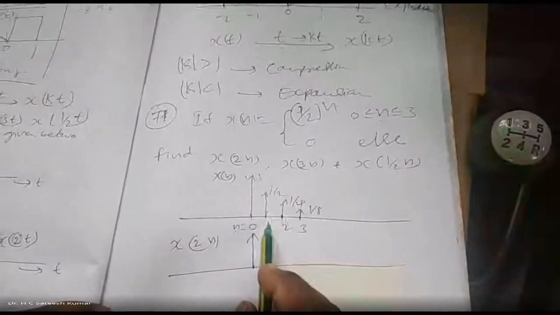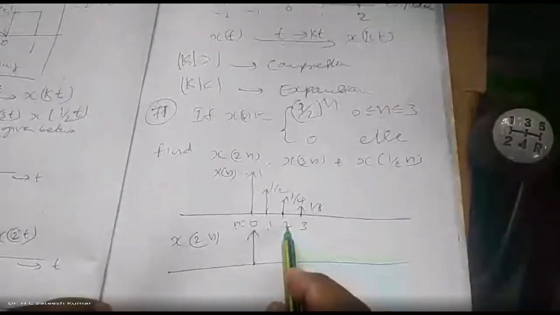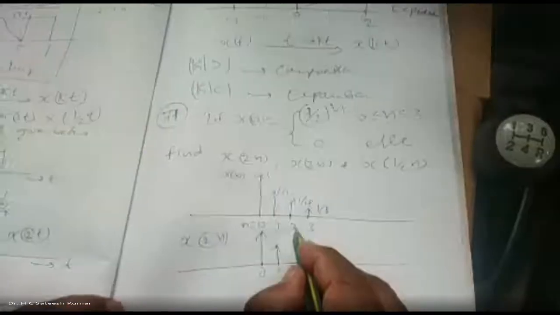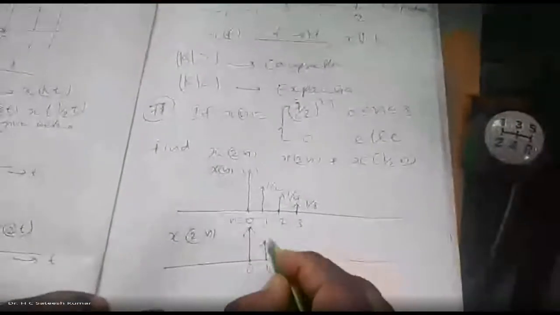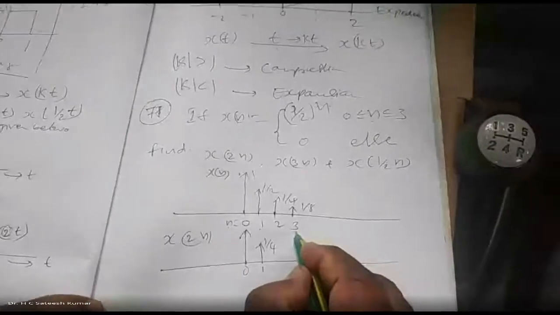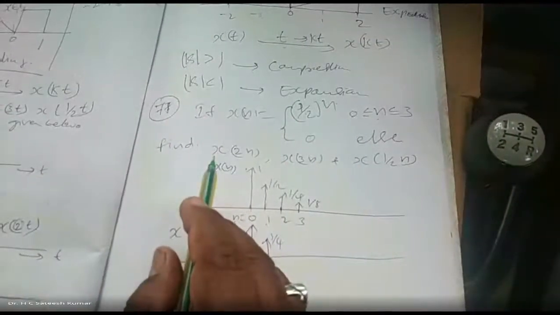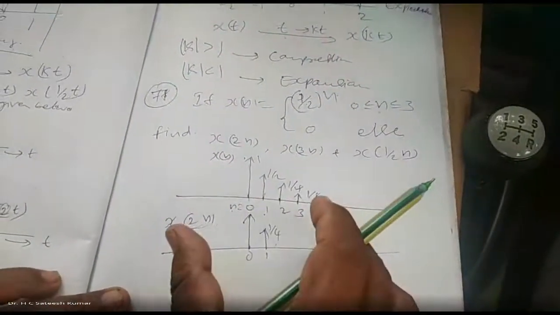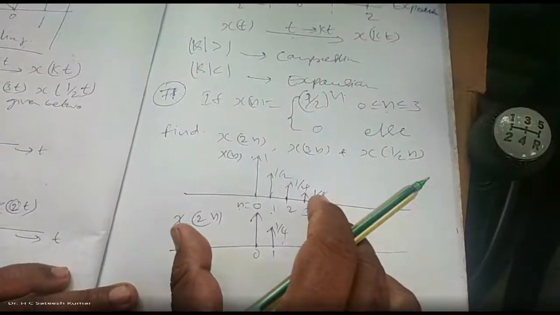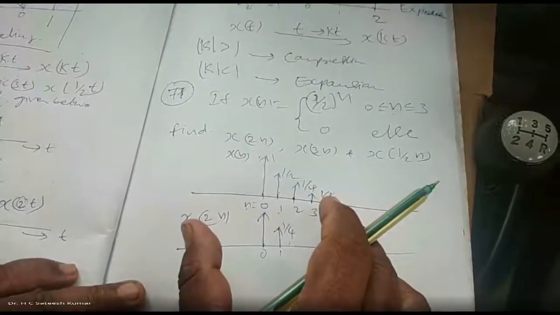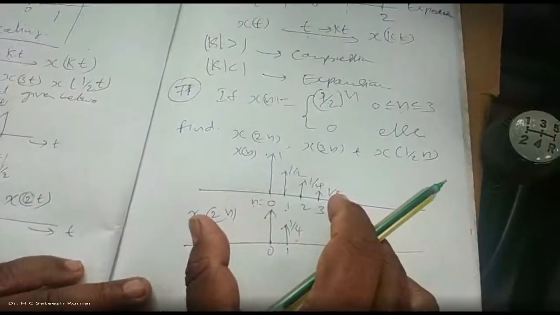2n is equal to 2, therefore n is equal to 1. This will be shifted to 1, so the value will be 1 by 4. 2n is equal to 3, therefore n is equal to 3 by 2. It becomes a fraction because a discrete time signal will exist only at integer values. Therefore, this will disappear. That's it. That means whenever we are compressing the discrete elements, some of the elements will disappear.